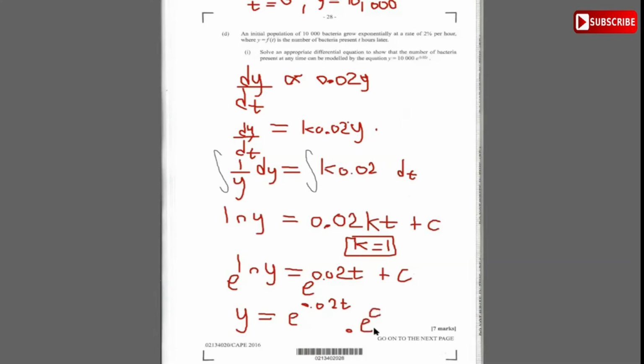Now, how are we going to find e to the c? E to the c is just some constant. We can call that k. Now, when t is 0, y is 10,000, so we can plug that in. So 10,000 is equal to e to the 0, which is 1, times e to the c. So that's your constant, which implies that e to the c is 10,000.